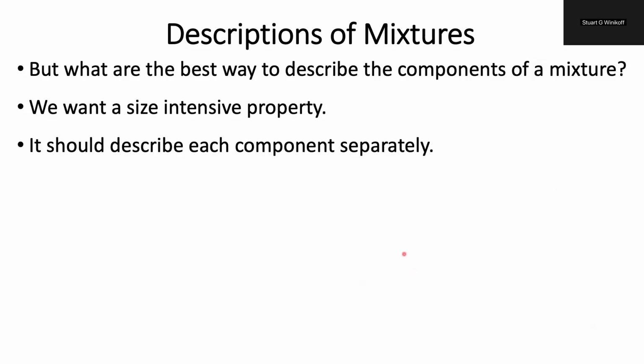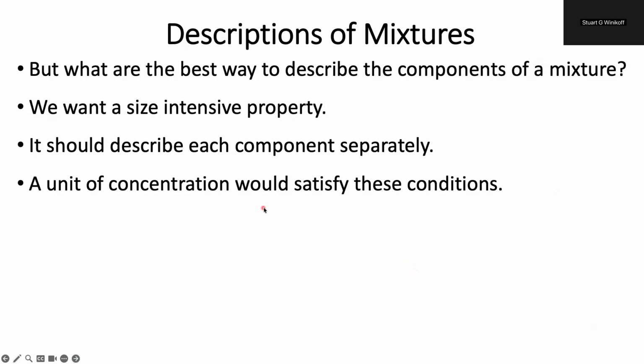We also want it to be able to describe each of the components separately, so I can define one component, then define the other. A unit of concentration is going to be perfect because concentration gives me a size intensive property. It's a ratio of two size extensive properties. We can also use a unit of concentration to define one component, and then, based on our variance, the other component will be perfectly defined.